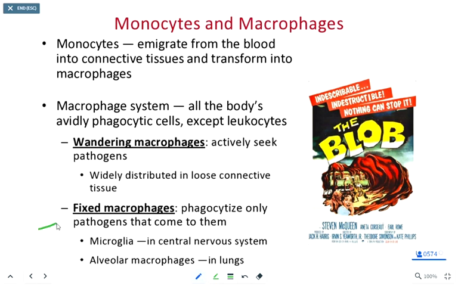We also have fixed macrophages. And when we think of fixed macrophages, these are macrophages that are stuck in an organ. So fixed macrophages don't move around. And depending on the organ that they're stuck in, they're going to be named differently. For instance, within our central nervous system, we have some leukocytes associated with that, the microglia, one of the glial cells we talked about last semester. The microglia are macrophages of the central nervous system.